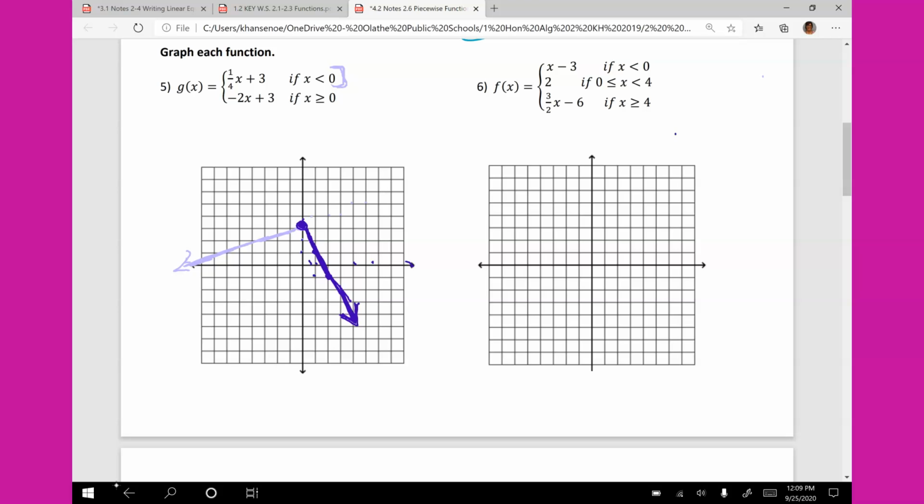Okay. Let's look at another one. All right, so x minus 3. So I go down to 1, 2, 3. And then look, I want everything less than 0. So I'm actually going to go down 1 to the right 1. This is where it is. So I just want everything on this side. This should be an open dot though, because this is less than.